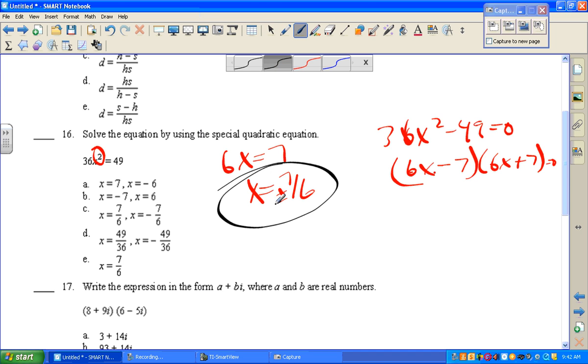But I like this approach. As long as you remember the plus and the minus, because look down here, option E, that'll cost you 2 points. There's no pity points on this test. It's right or wrong.